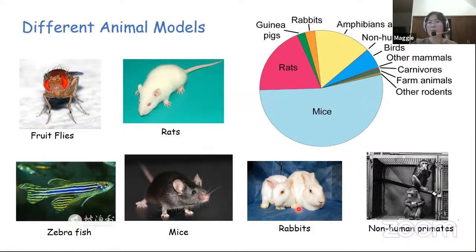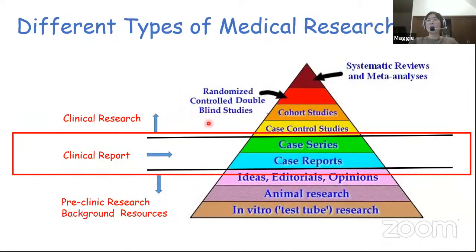And some of the labs will use the rabbits and the non-human primates. But these non-human primates are usually very expensive. So most of the labs will use either mice or rats for their animal studies. So that's for the preclinical research, which includes in vitro study and animal research.